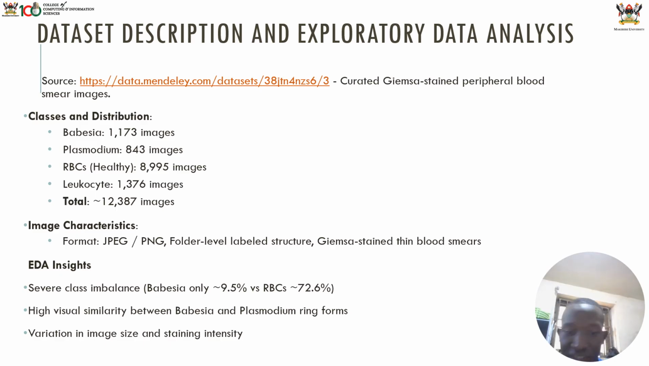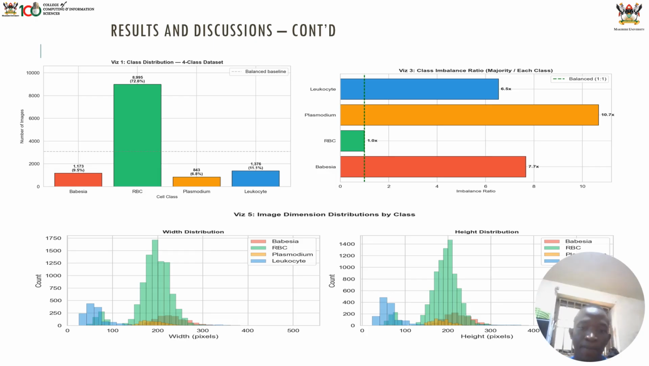And then we had some EDA insights. We had the severe class imbalance, the high visual similarity, and also variation in image size and staining intensity. So these are some of the results that we came up with. We had our class distribution, with RBC having the highest percentage compared to the rest. We had our class imbalance ratio, where Plasmodium has 10.7, followed by Babesia with 7.7. Then you have our width variation in the images. We had our image height.